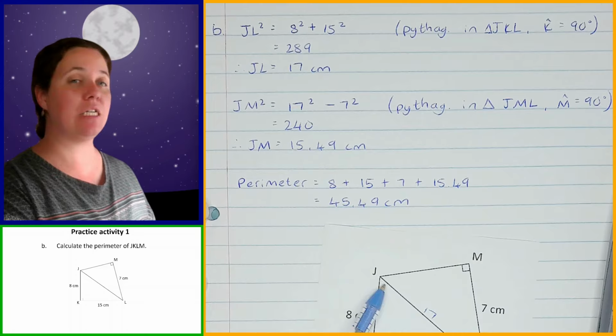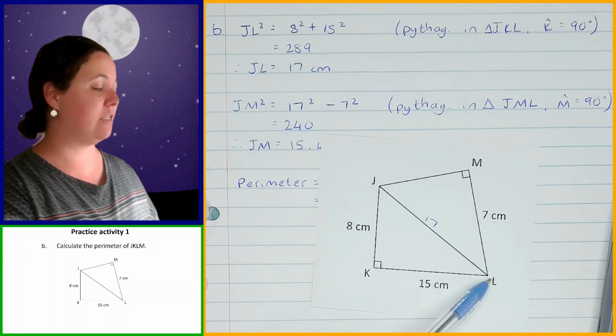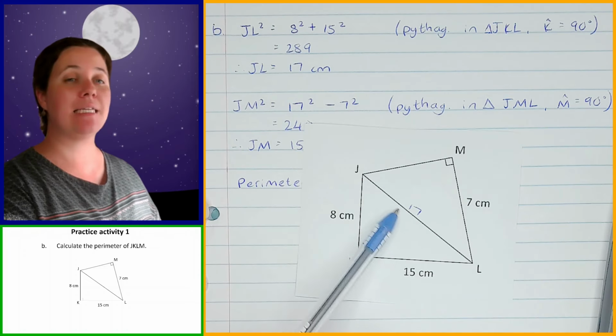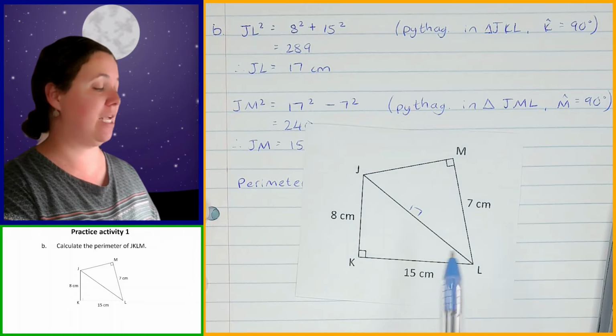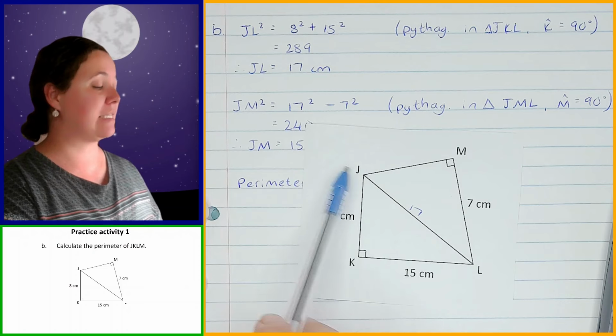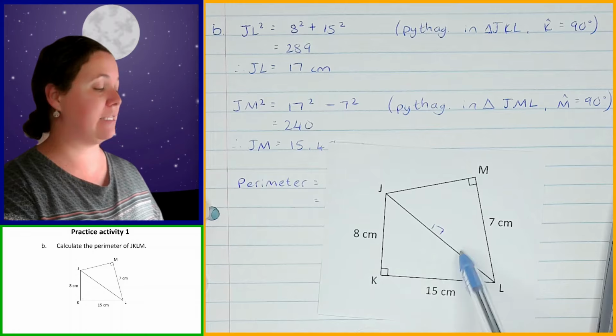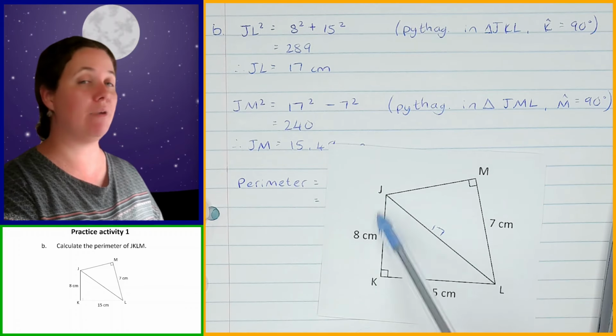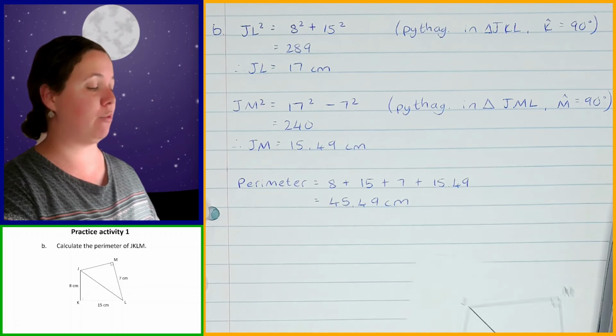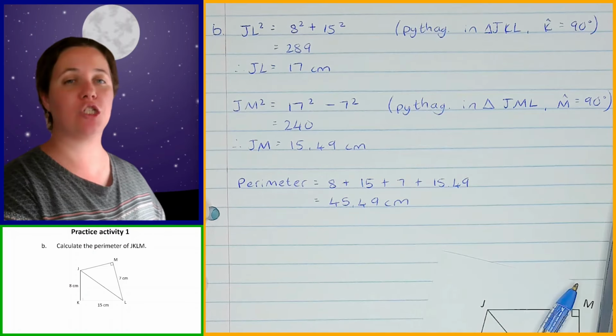Please take note, I did not add 17 because this line over here is not on the outside of the shape, it's on the inside of the shape. It's cutting across the shape. So I'm not adding the 17, I'm just adding the sides that go around the shape when I work out the perimeter. So that's what you should have got for question B.